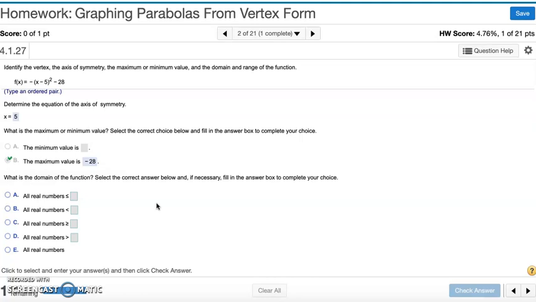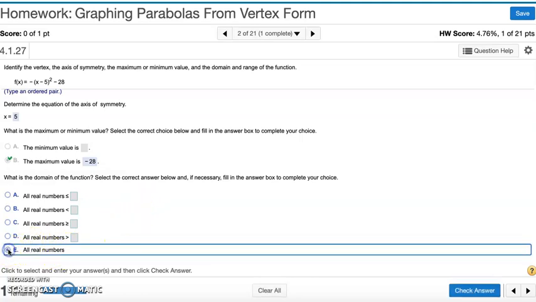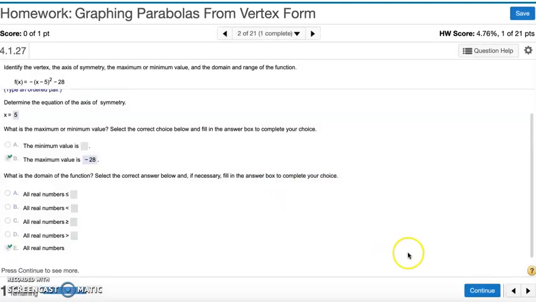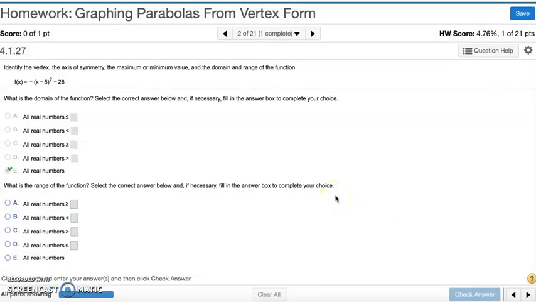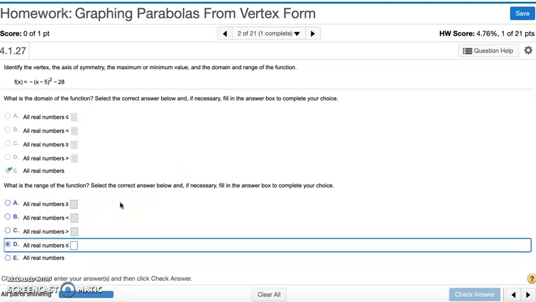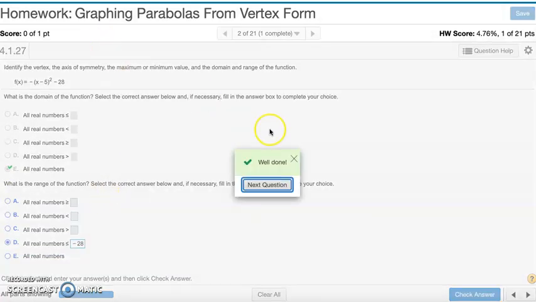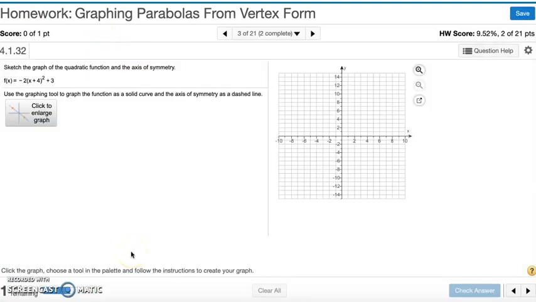So the domain is actually going to be all real numbers because any value you put in for x will give you an output. And that output is a real number, so that's why it's all real numbers. Now the range of the function. Now we know it starts at the top of the vertex and then goes down, so anything from that vertex and below will be part of my range. So it will be less than or equal to the y-coordinate of the vertex, which is negative 28. And that's number 2.